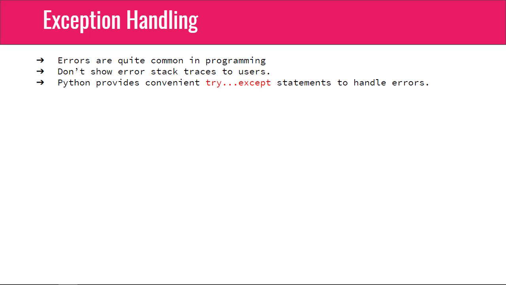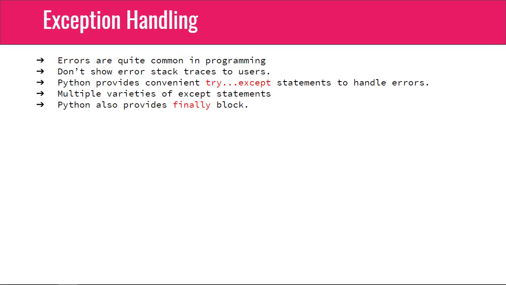Fortunately, Python provides convenient blocks using try and except statements to handle errors. There are multiple varieties of these except statements to handle different kinds of scenarios, and we will learn about them in this video. Python also provides a finally block which can be very useful when you want to clean up the resources in case some error occurs in the middle of the code.